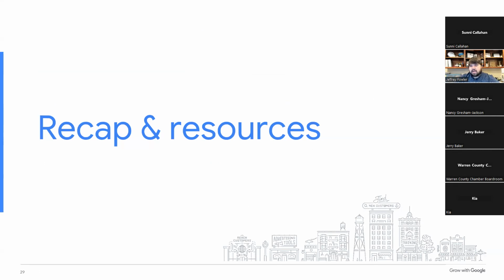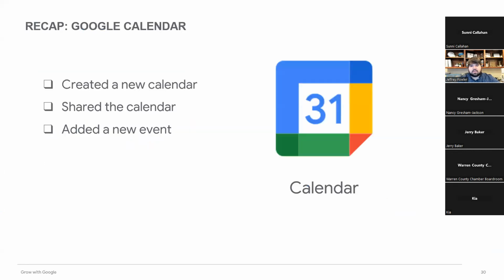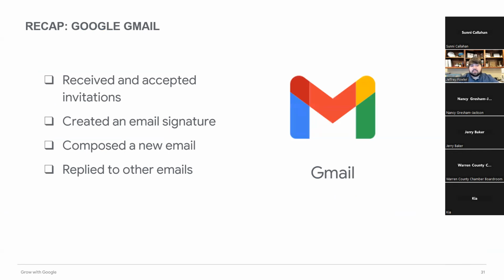All right, so we're going to recap what we just went over. We went over Google Calendar. We talked about creating calendars, creating events, sharing those events. We also talked about Gmail. We talked about accepting those invitations, making an email signature. We also talked about composing emails briefly, and then how to use the different CC, BCC stuff.